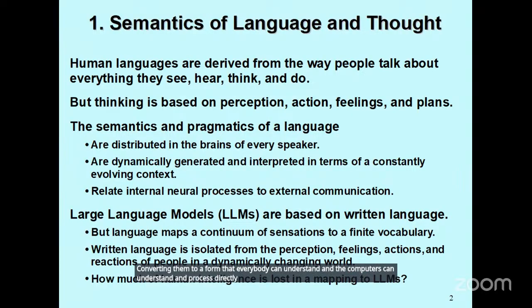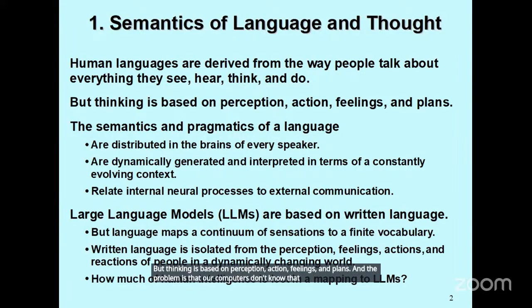Now, large language models have proved to be extremely valuable for language, but language maps a continuum of sensations to a finite vocabulary. And the human languages are derived from everything that people think and talk and see and hear and do. But thinking is based on perception, action, feelings, and plans. And the problem is that our computers don't know that.